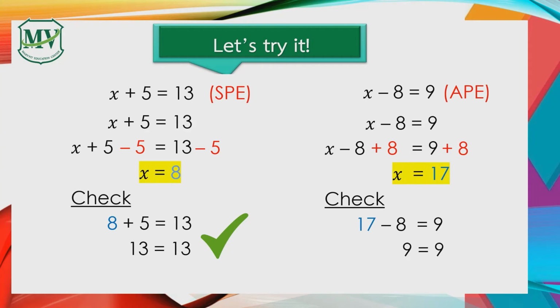Both sides of the equation are equal. 9 is equal to 9. So our answer is correct. Let's have another equation using the properties of equality.